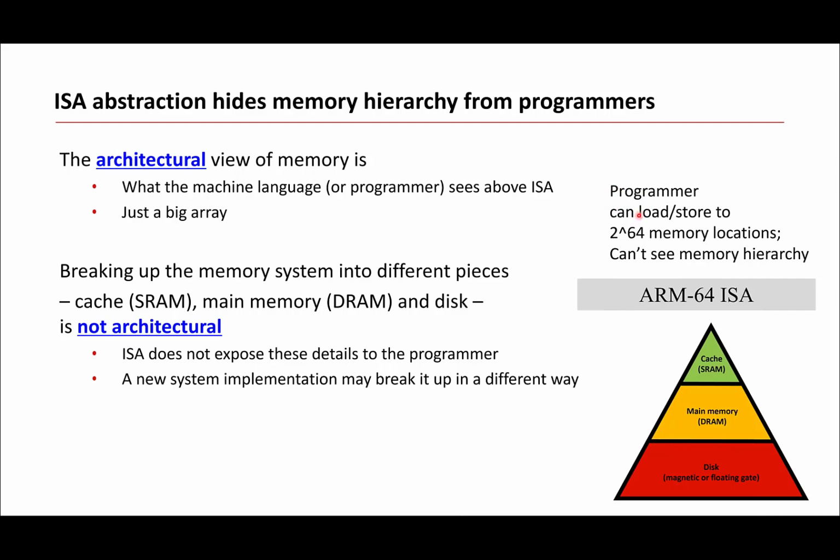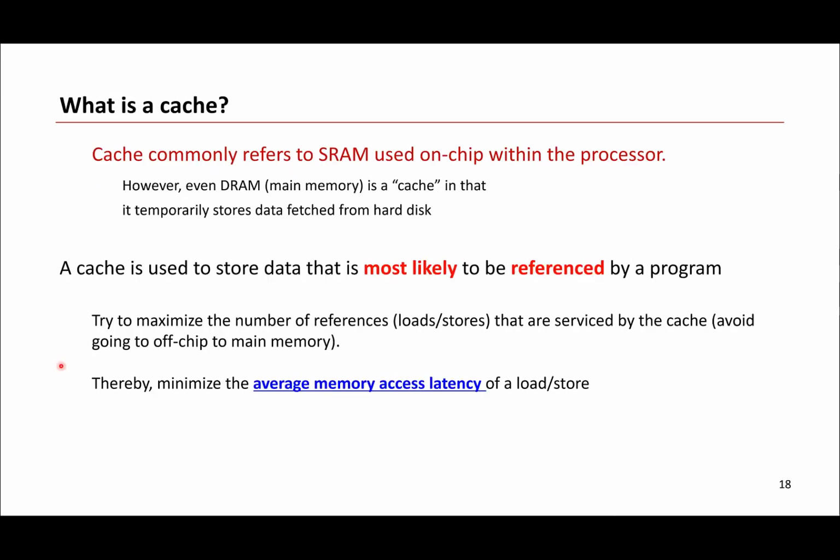The view that the programmer gets to see of the underlying hardware is called the architectural view of the memory. The cache is an important part of the memory hierarchy, and we will be spending a fair amount of time understanding its architecture and performance. The term cache commonly refers to SRAM device used within the chip. However, even a DRAM can be thought of as a cache in that it temporarily stores data fetched from a hard disk. But in this course, when we talk about caches, we are referring to SRAM used within the processor chip.